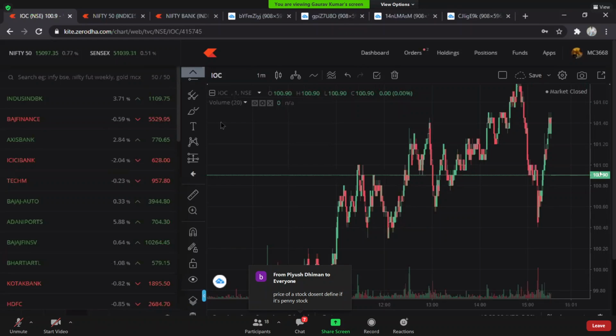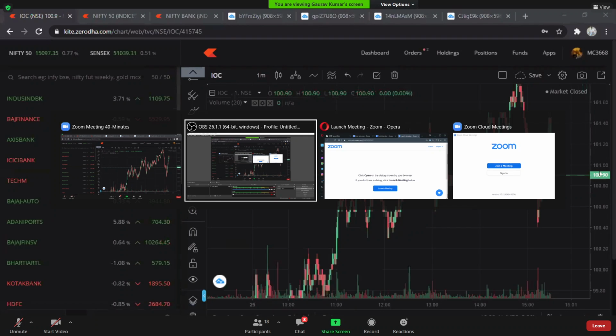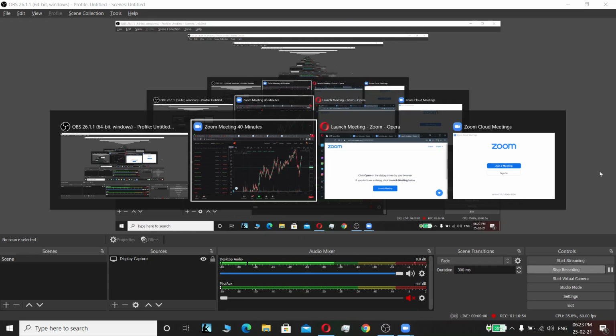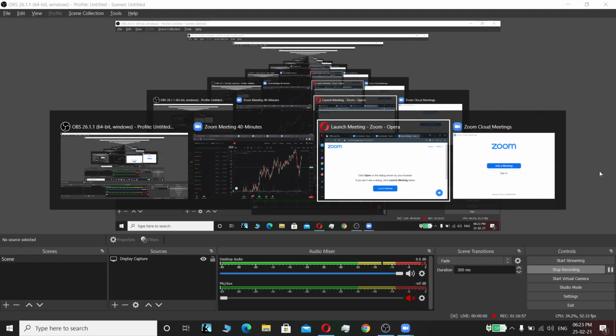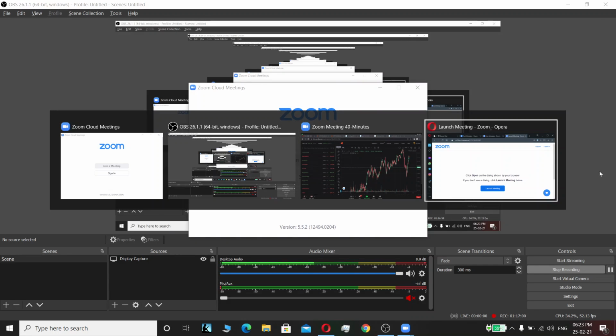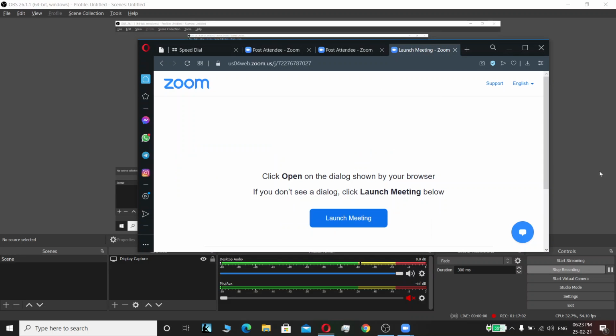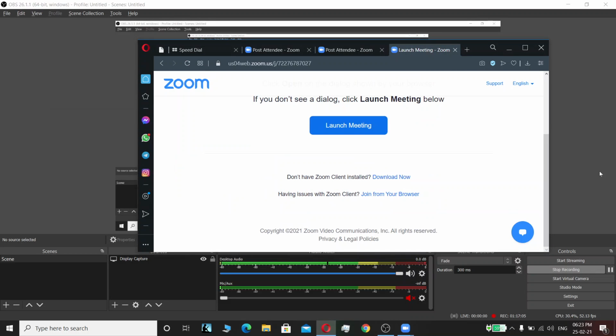Yeah, the price of the stock doesn't define it. You can find a stock which has a value of 1,000, 2,000, and it is still a penny stock. Its market cap and fundamentals do. Maybe the market may go up. The great Rakesh Jhunjhunwala is saying that the market is going to hit 100K in the near future.